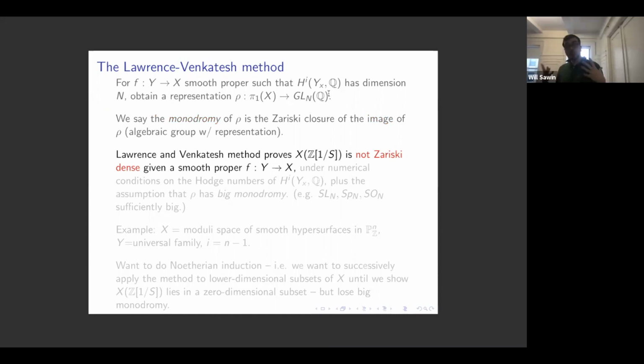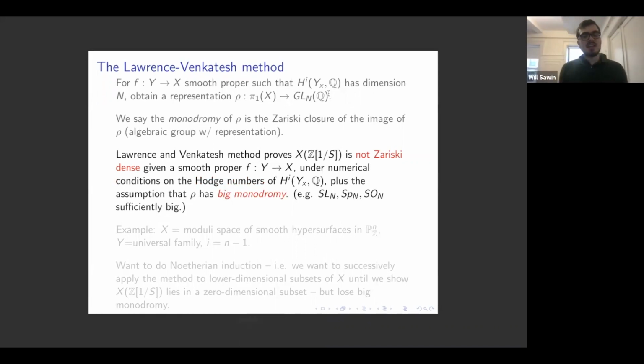So you can think of, and I would like to think of for the beginning of this talk, the Lawrence-Venkatesh method as a black box. And what it does is it inputs your variety X with a smooth proper map from Y to X, and it outputs the statement that the S-integer points are not Zariski dense when you put in some assumptions. The first assumptions are some numerical conditions on the Hodge numbers of the cohomology of the fiber, which are going to be less important for what I'm talking about today.